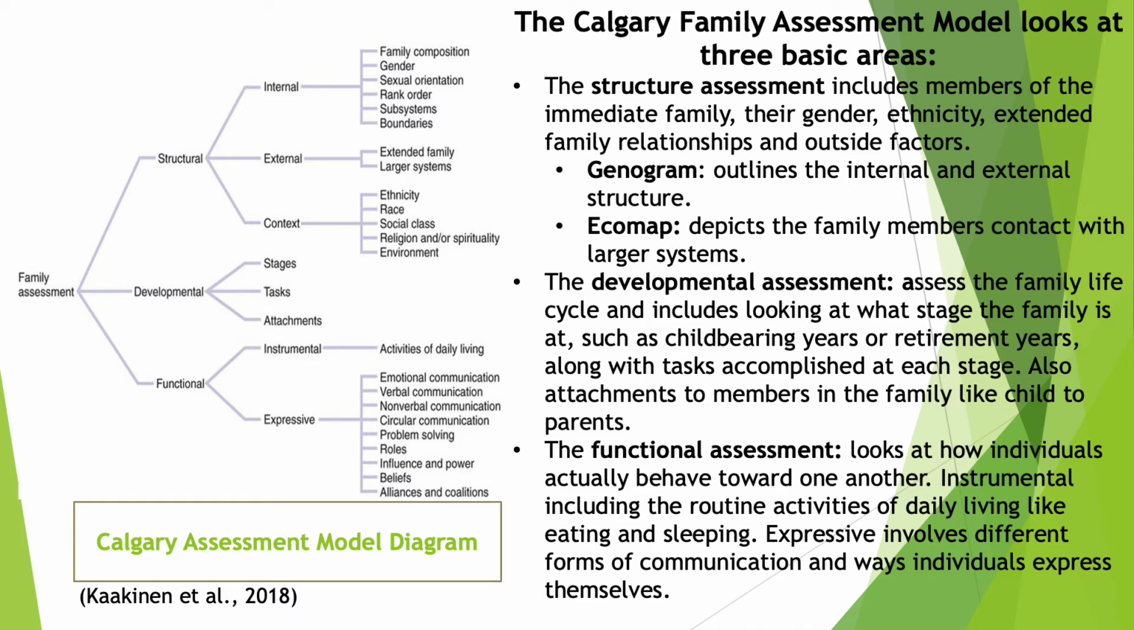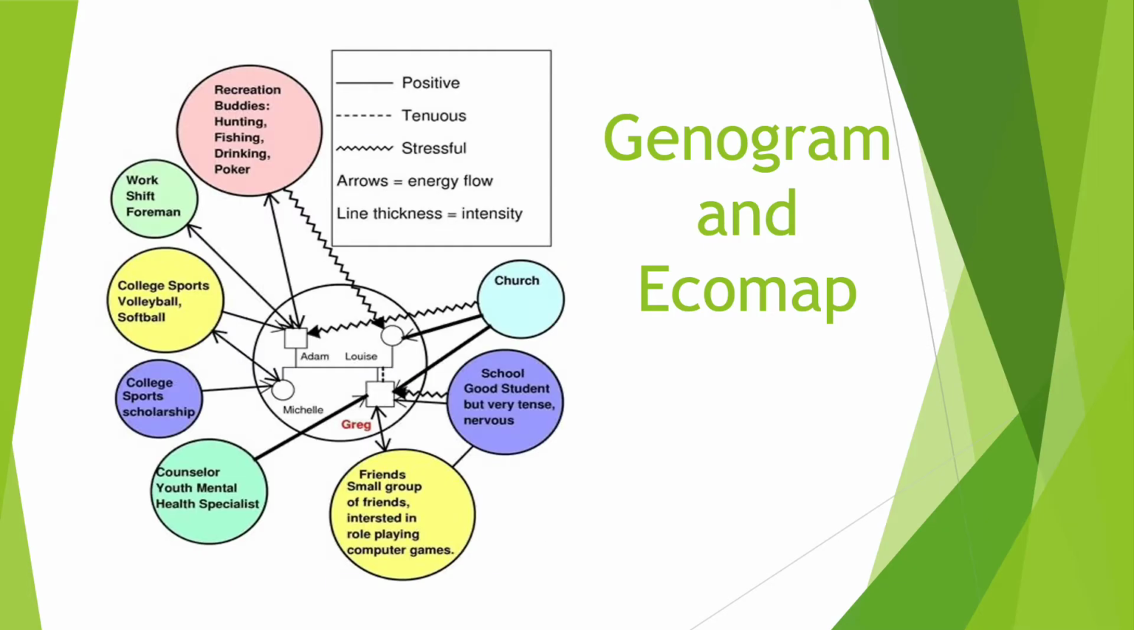To the left, you can see a further spread out view of the model itself and the subcategories as well. The genogram and ecomap are tools used during the structural assessment. The central circle, that is all white with circles and squares, are the genogram. The squares represent the male and the circles represent females.